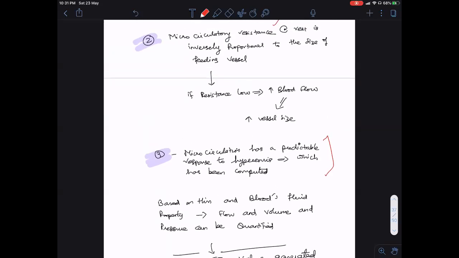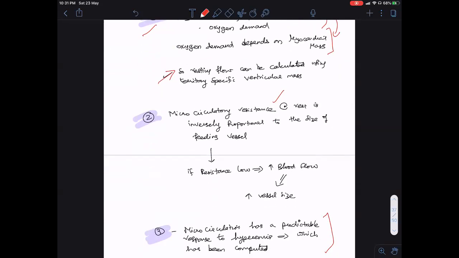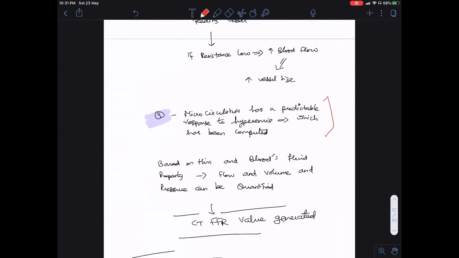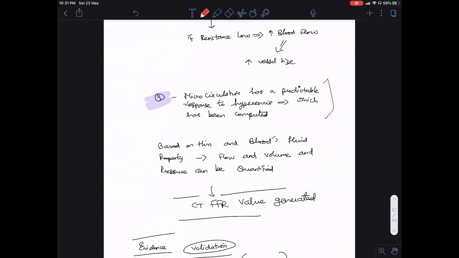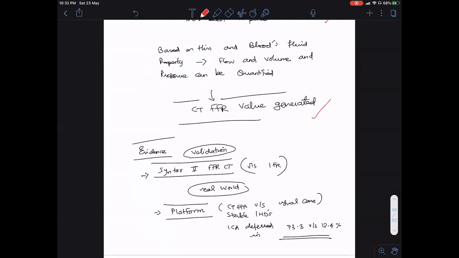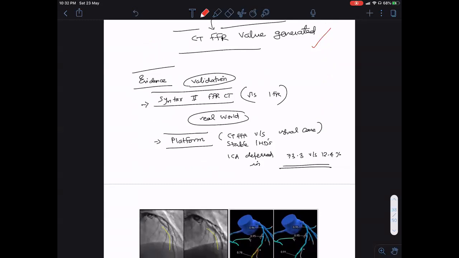So based on these three assumptions, that is, the baseline flow depends on the total amount of myocardium, the size of the feeding vessel depends on the total blood flow, this total blood flow is high when the total resistance is low, and there is a predictable response to hyperemia of the myocardial bed, using a lot of mathematical and computational tools and the HeartFlow software, a CT FFR value can be generated. This is a very interesting tool, which I'm hopeful will come into fruition soon.